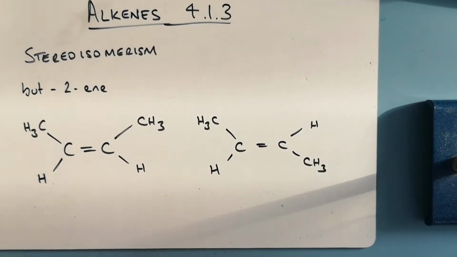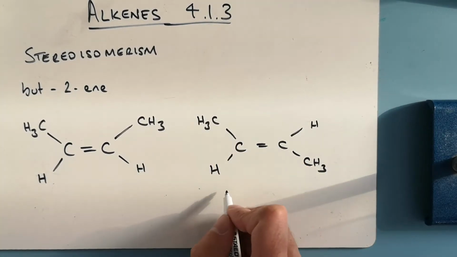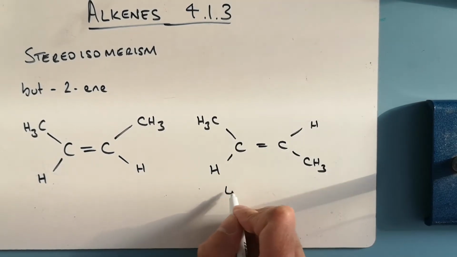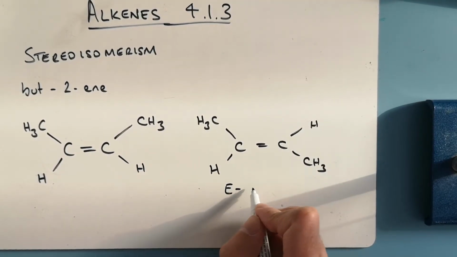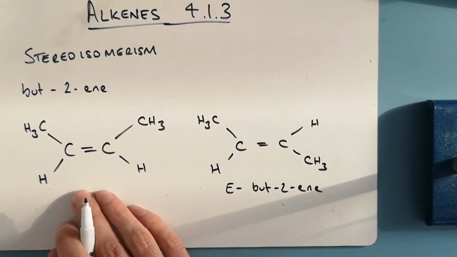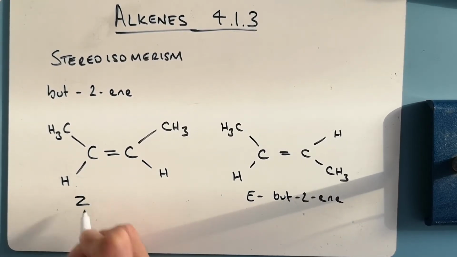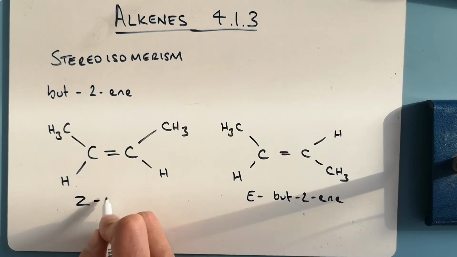So to identify between the two, we use just a little prefix. We put the letter either E or Z. And my German, I'm not going to try to pronounce it: Entgegen and Zusammen. But E is where they're on opposite sides. And the way I remember it is if they're on opposite sides from each other, they are enemies. So this is E-butene. And if they're on the same side, which I pronounce as the same side, with Z's, there's Z-butene.